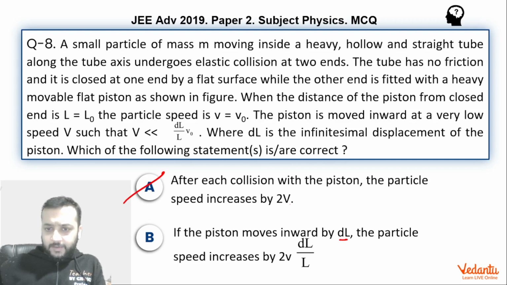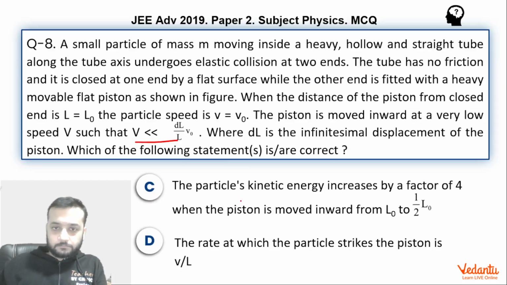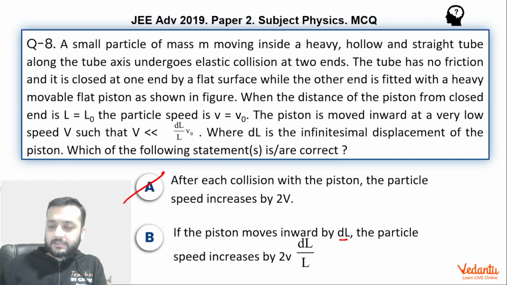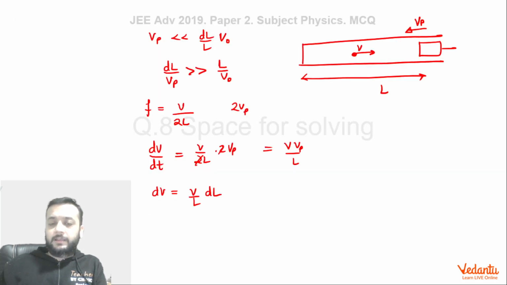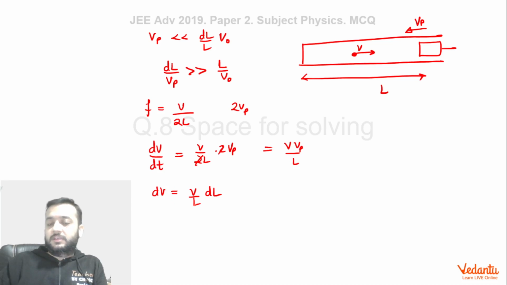Before going further, we have to check one option. If the piston moves by distance dl, the particle speed increases by this amount. So let's see if this option is correct or not. Can we write vp dt as dl? If in time dt the piston moves distance dl ahead, then we can write vp dt as dl. So dv is equal to v by L into dl, correct? So we see that the increase in the speed of the particle is v by L dl, not 2v dl by L. If there were a 2 here, then option B would have become correct, but option B is wrong. So this is the equation that we are getting.